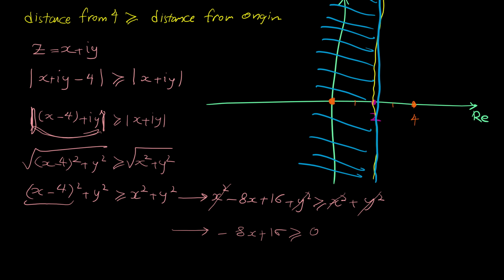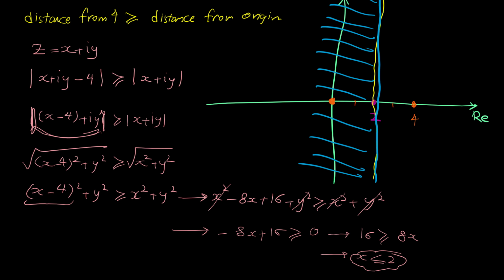If we move 8x to the other side, because I want to make the coefficient of x positive, then we have 16 greater than or equal to 8x. If we divide both sides by 2, then we have x less than or equal to 2.